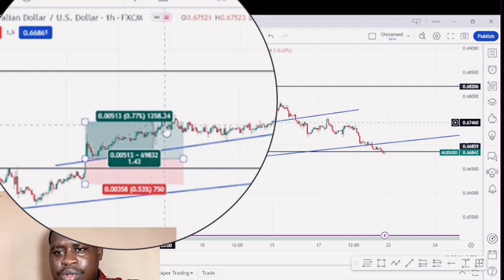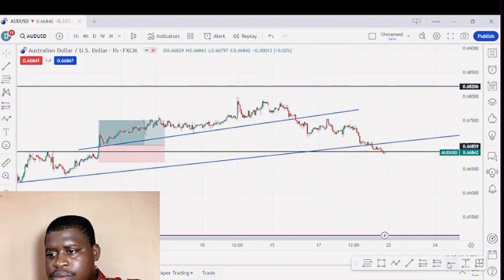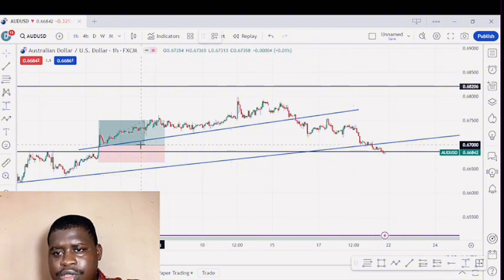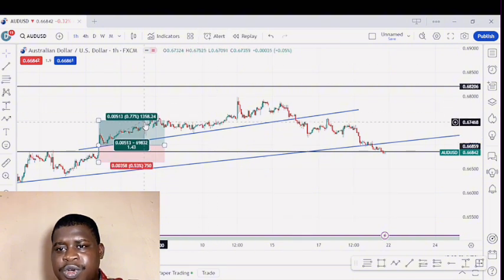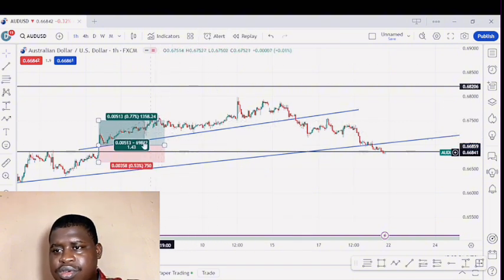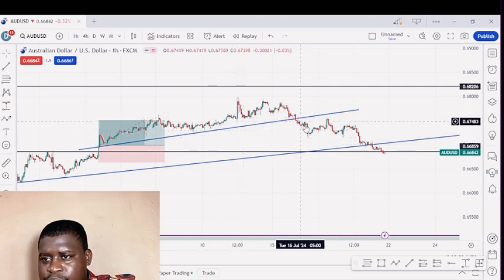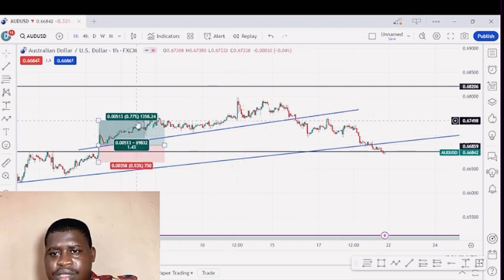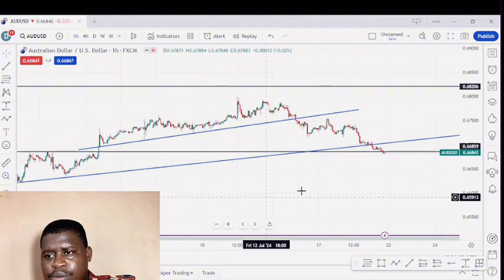So I ended up closing my position here. All I got out was 51 pips. Because immediately I saw this trend line broken, I got out of the market and I closed all my positions.